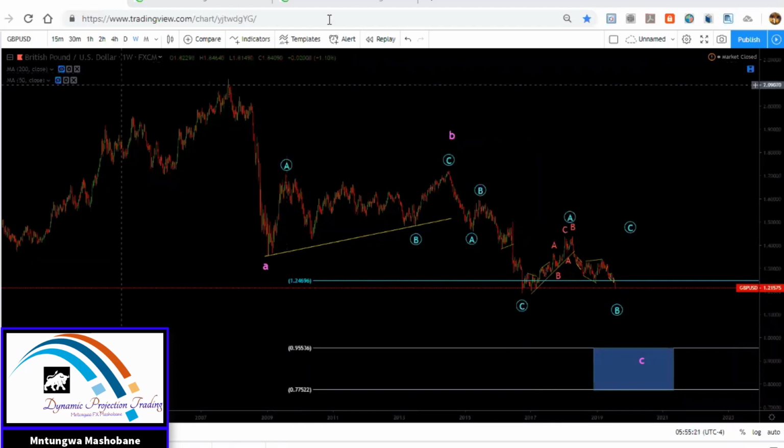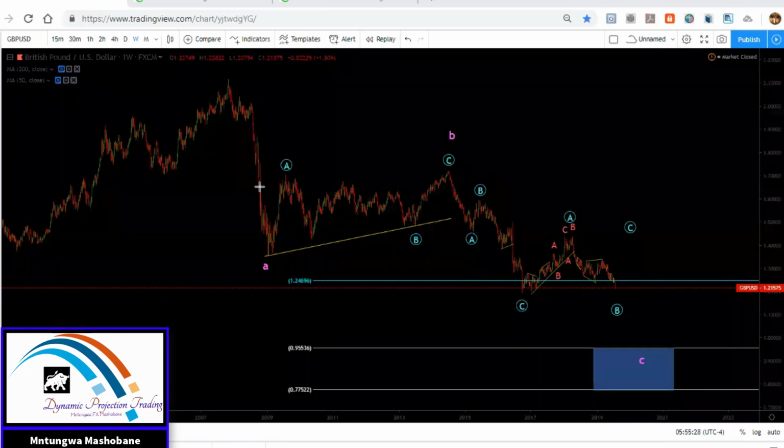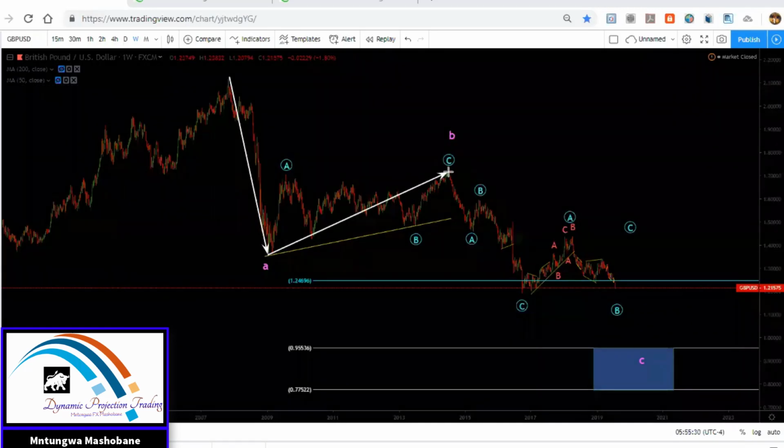I'm going to look at the pound US dollar weekly. We are going 1, 2, 3 to the downside. So apparently we are looking at the price to come to this blue box.